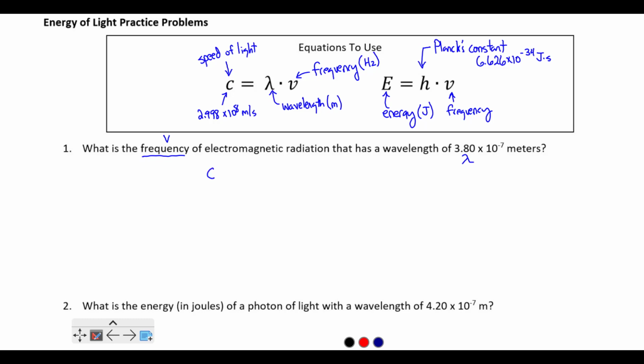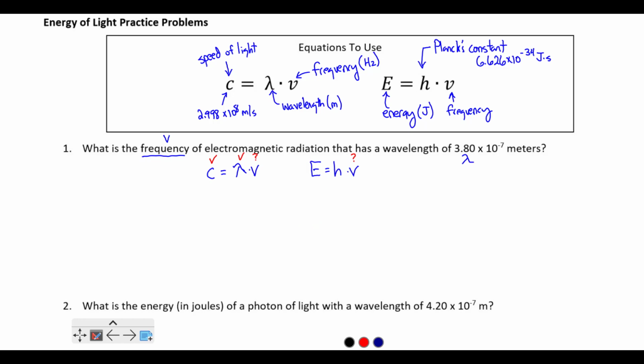So if I copy down both equations right now, notice that frequency is in both equations, and so that might make you wonder, which equation do I need to use? But if you look right here, the c, that's the speed of light, and I know what that number is, and I was given the wavelength, and so this would be the equation to use right here, because I don't have enough information about energy to solve this one.